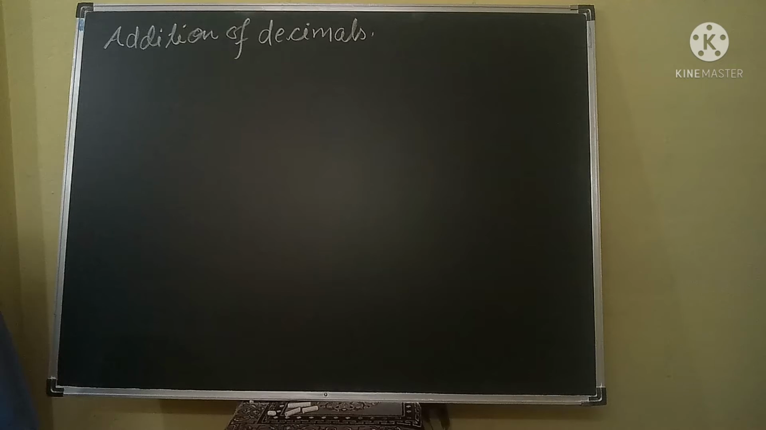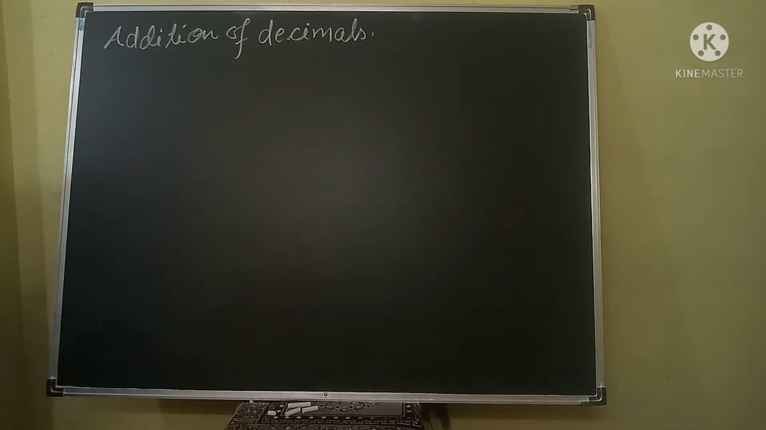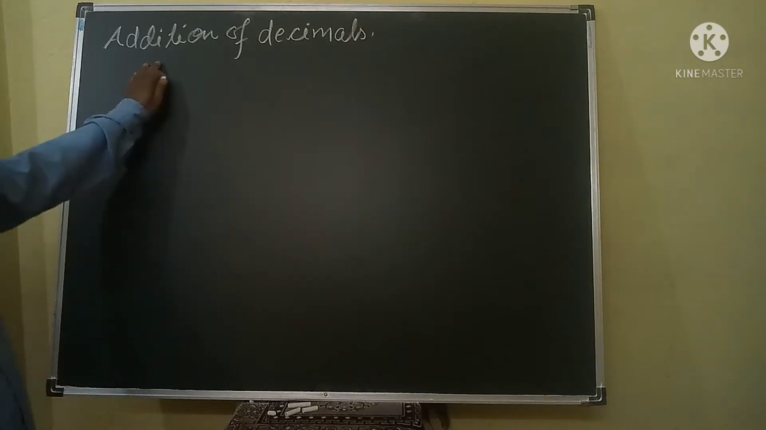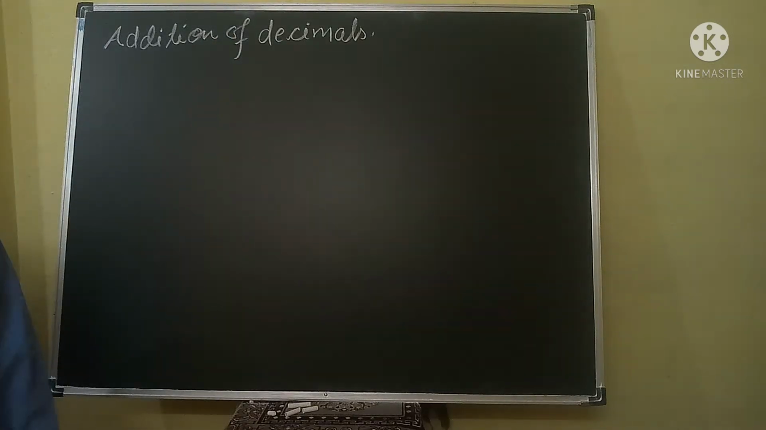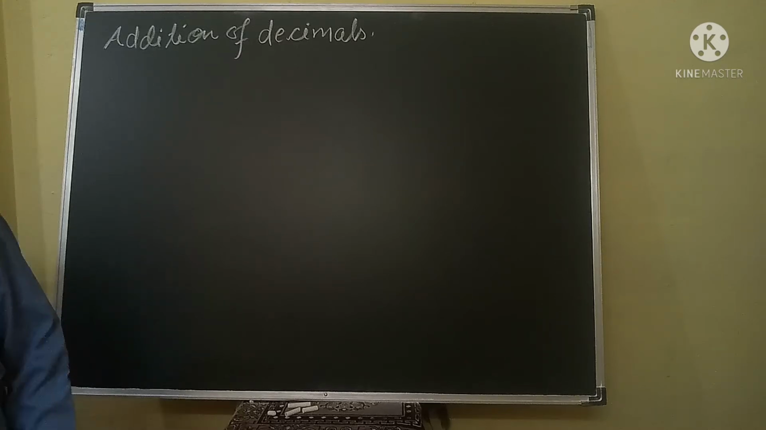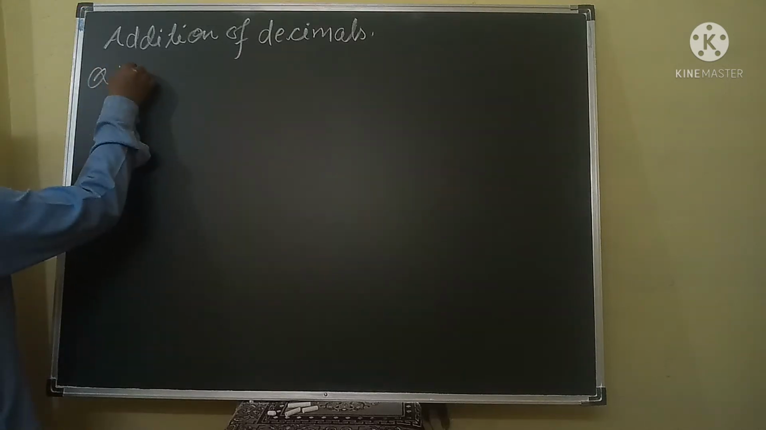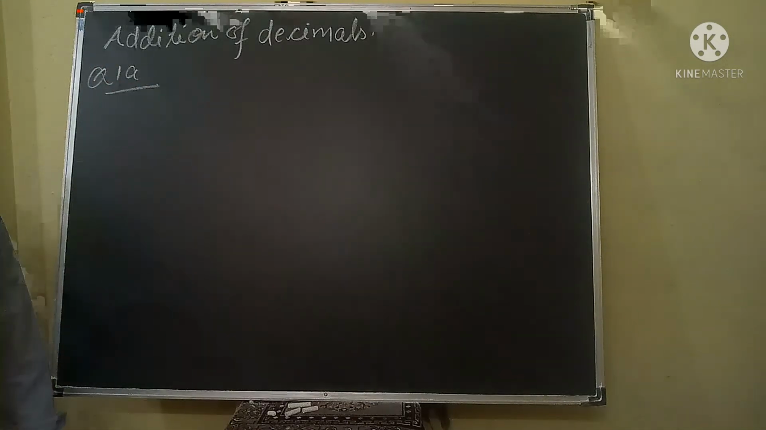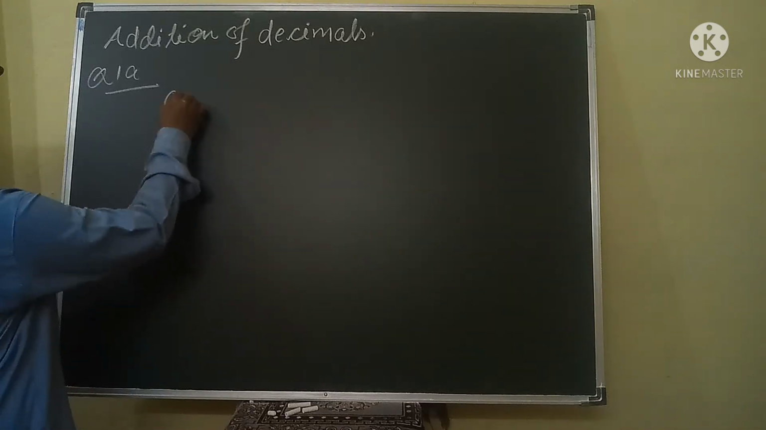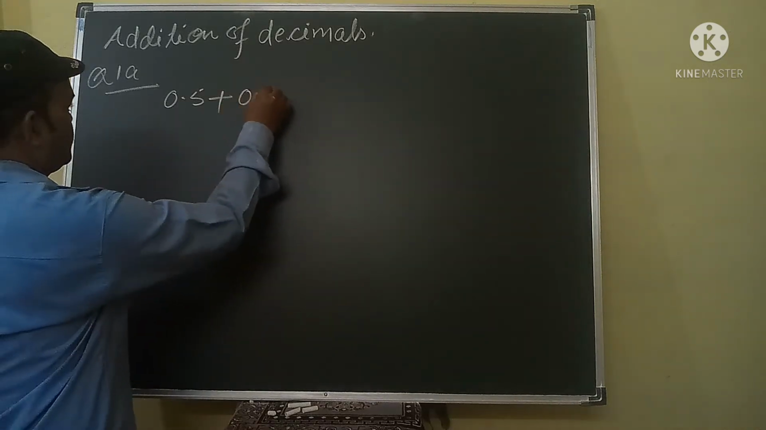Now let us discuss a new topic, addition of decimals. Okay, it is a very easy topic and I hope that all are familiar with addition of decimals. My dear student, now let us discuss some problems from your book, page number 84. Your question number 1A is 0.5 plus 0.23.